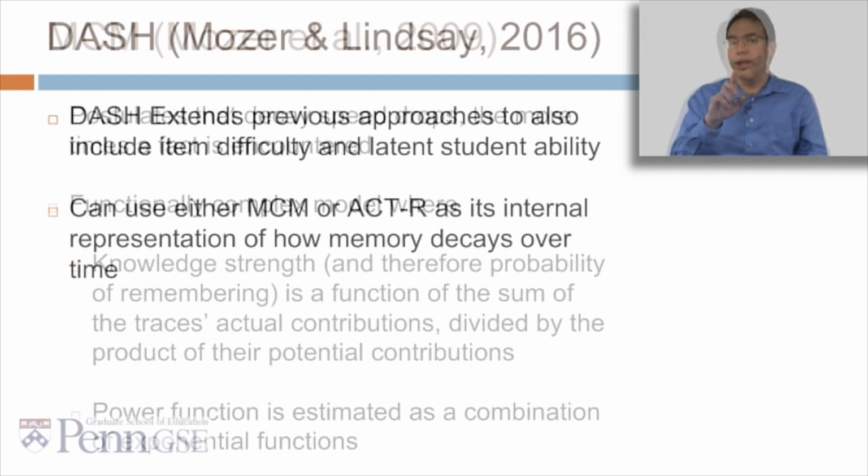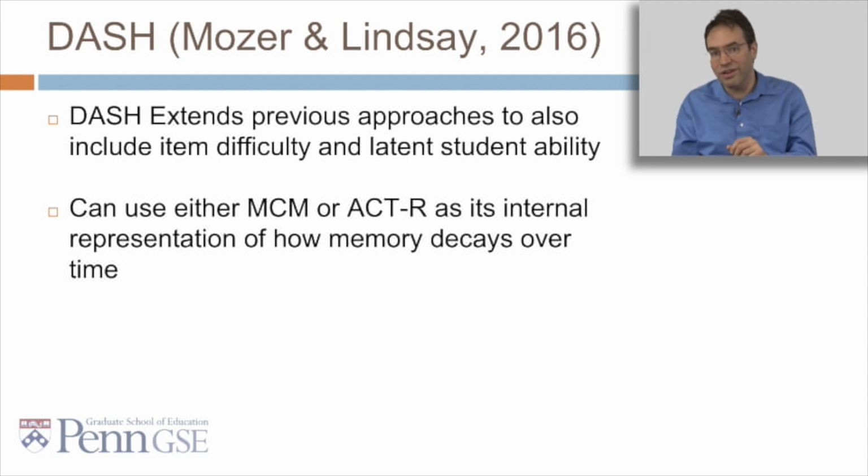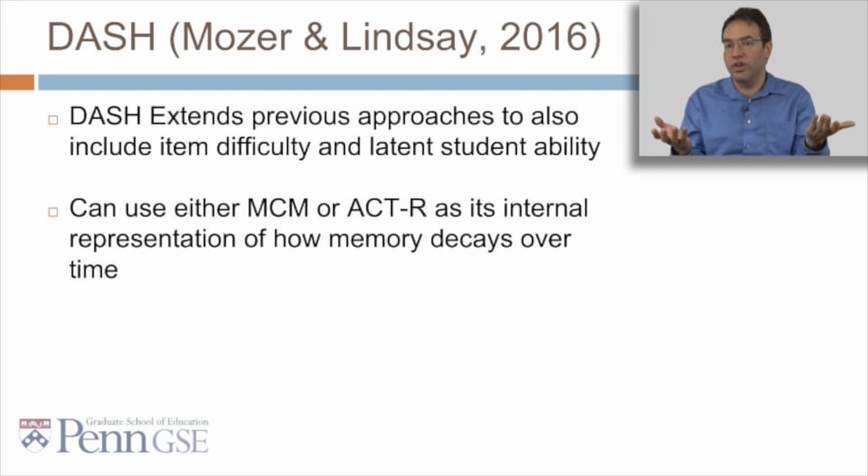And building on that, Moser and Lindsay introduced the DASH framework, which extends previous approaches to also include item difficulty and latent student ability. DASH has got a neat feature. It can use either MCM or ACT-R or other frameworks as its internal representation of how memory decays over time. So whether or not you like ACT-R or MCM better, you can use DASH to also include item difficulty and latent student ability in your estimate of student forgetting and memory over time.